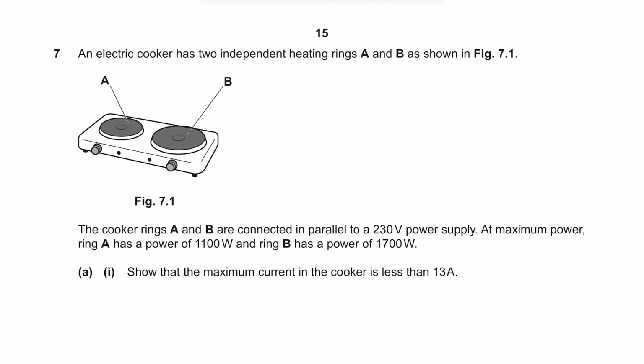We've been given an electric cooker has 2 independent heating rings A and B, as shown, and the cooker rings A and B are connected in parallel to a 230 volt power supply. Alright, so this is like mains electricity now that we're dealing with. At maximum power, ring A has a power of 1100 watts and ring B has a power of 1700 watts, and we need to show that the maximum current in the cooker is less than 13 amps.